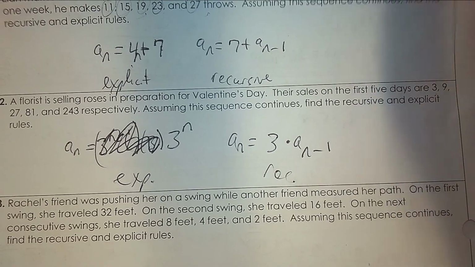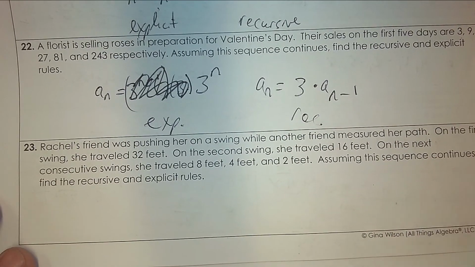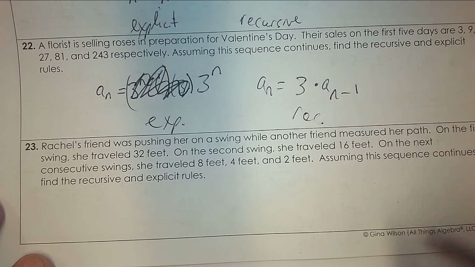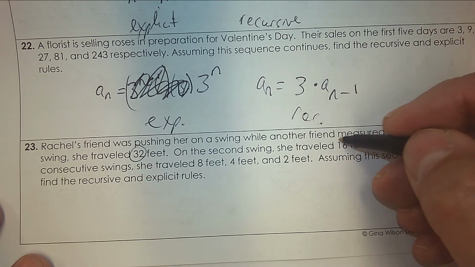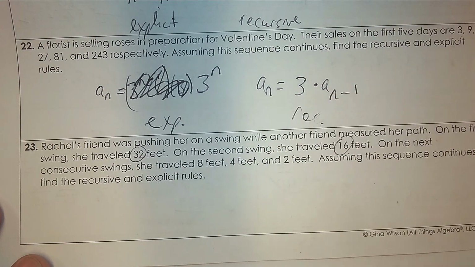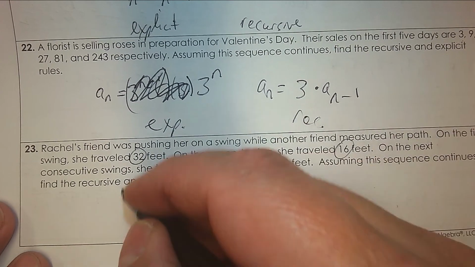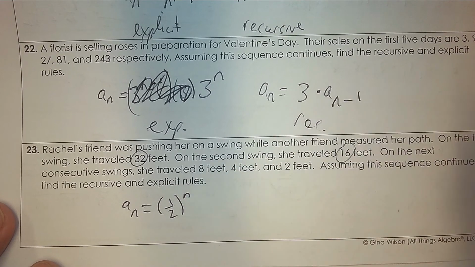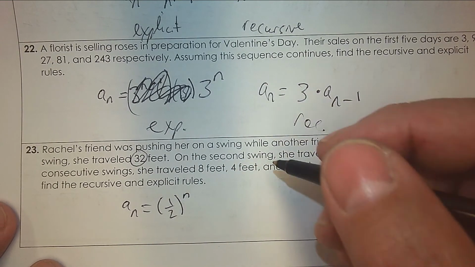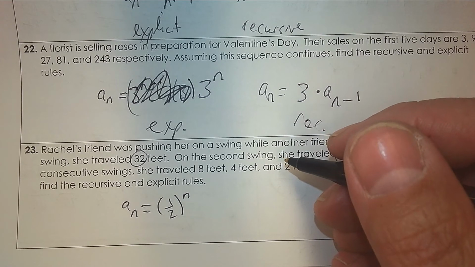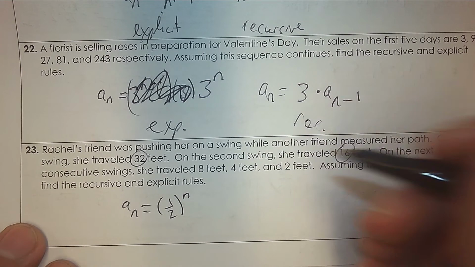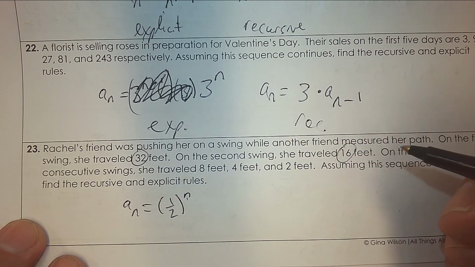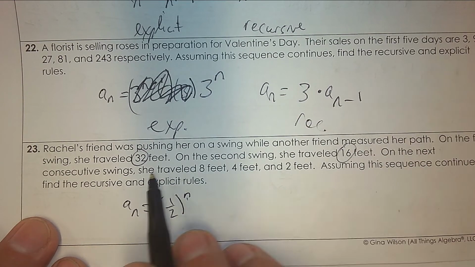All right, one more. Rachel's friend was pushing her on a swing, and another friend measured her path. On the first swing, she went 32 feet, then 16, 8. So it kept going half, right? So explicitly, it would be 1/2 to the n. But you have to start with what you start with. So if I plug in 1, that means it needs half of something. So what did we start with? 64.